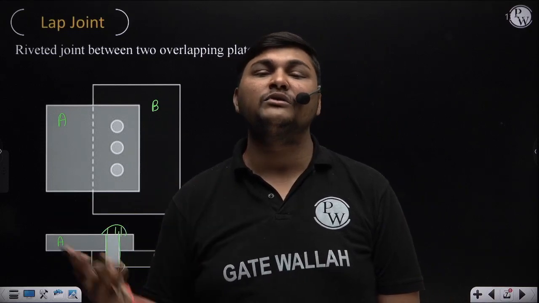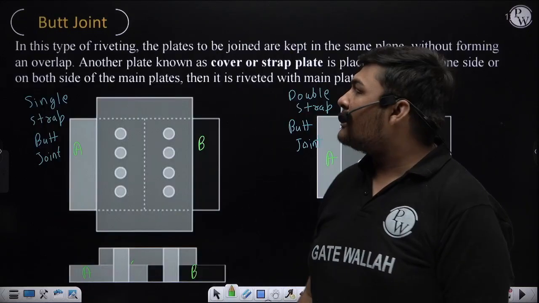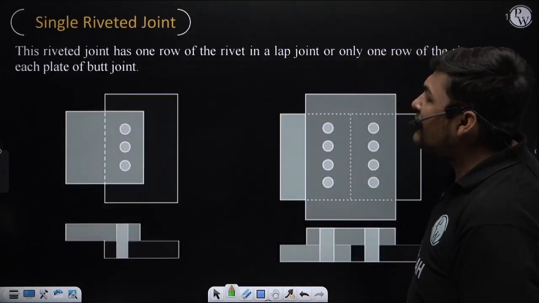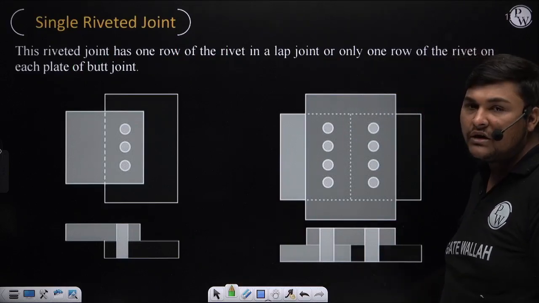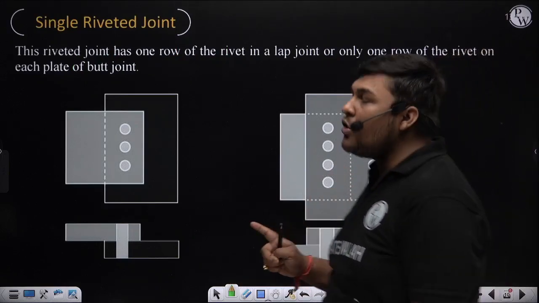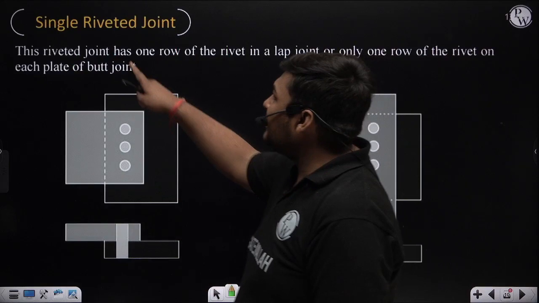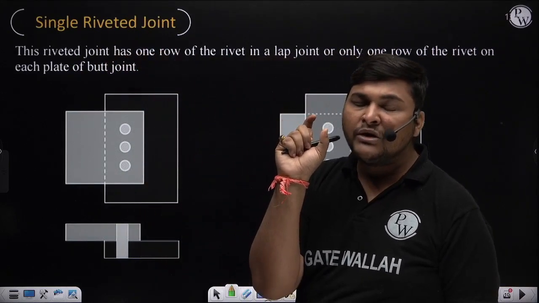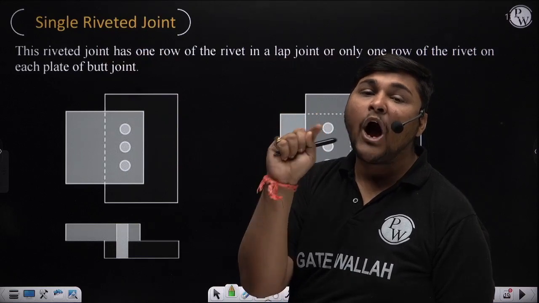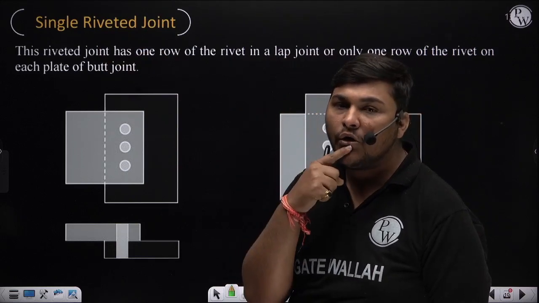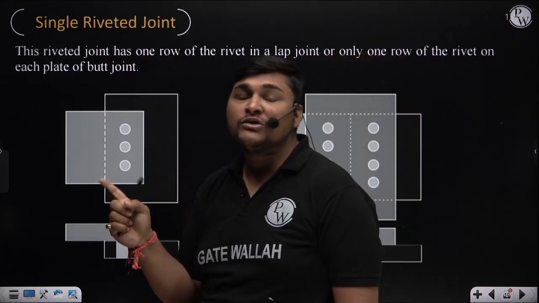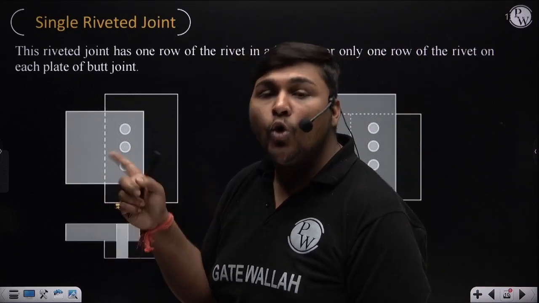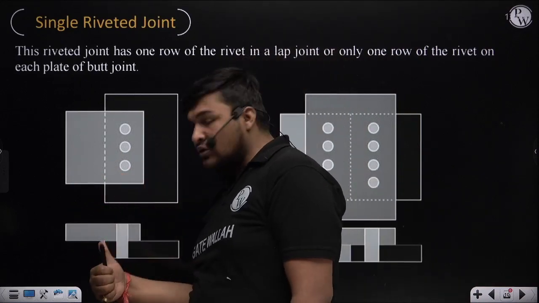In some other diagram, three rows of rivet we are using. So now I am classifying the riveted joint based on how many rows of rivet we are using. If we are using only one row of rivet, then that riveted joint is known as single riveted joint. Here, the words single, double represent how many rows of rivet we are using. How many rivets we are using, that I am not saying. How many rows of rivet I am using, this is known as rows of rivet.